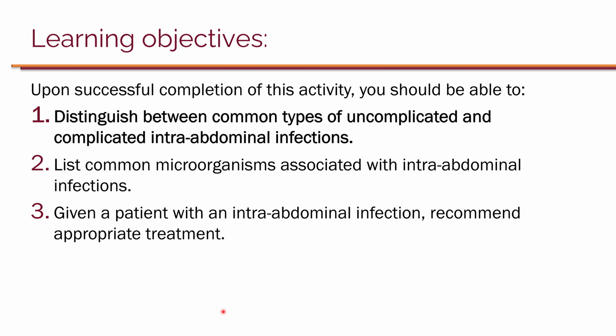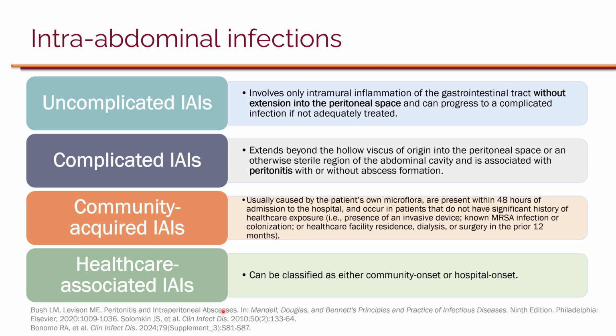The first learning objective is to distinguish between common types of uncomplicated and complicated intra-abdominal infections. Let's look at some definitions. Uncomplicated intra-abdominal infection involves only intramural inflammation of the gastrointestinal tract without extension into the peritoneal space. And so this is essentially localized at specific organs, let's say the liver or the colon or some of those organs, without extension into the peritoneal space.